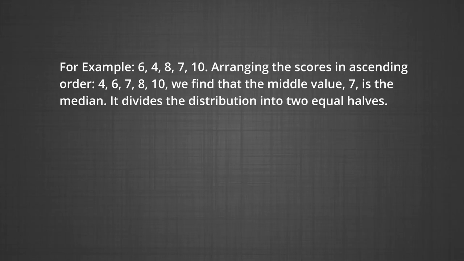For example, consider the distribution 6, 4, 8, 7, and 10. Arranging these scores in ascending order, we find 4, 6, 7, 8, and 10. Further, we find that the middle value is 7, which is the median. It divides the distribution into two equal halves.